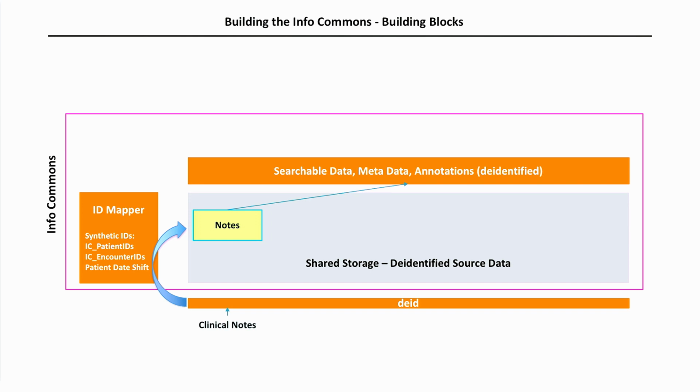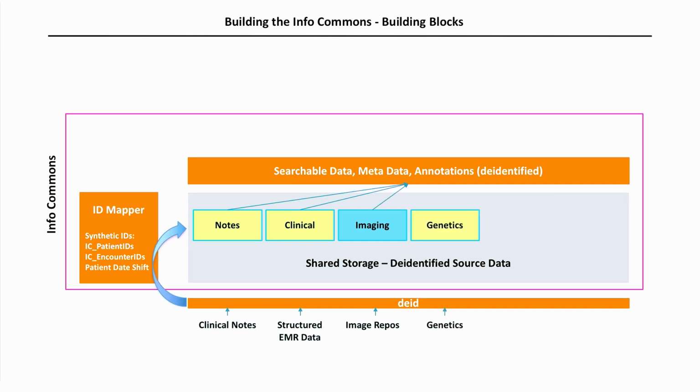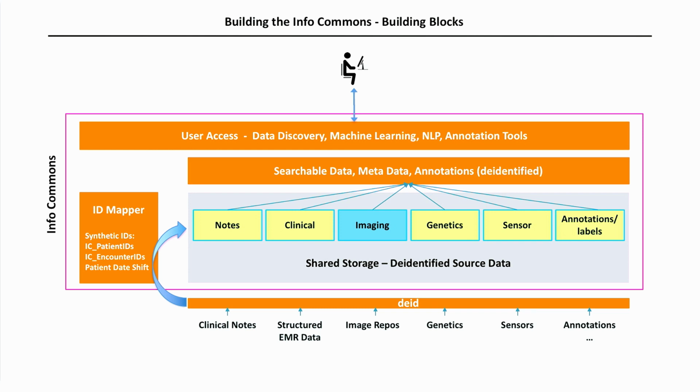And Gudolf, who's in the back, is involved with this in extracting UMLS concepts, for example, from notes. Structured EMR data, similar process, de-identify it, and then the imaging data has its own de-identification pipeline. We extract searchable attributes from the images after the de-identified images have been stored, and we promote those into a search layer. And then we're just repeating this for different data sources at the university: genetics, sensor data, and then annotations and labels are of course very important. And then once we have all the data in this common pool and searchable, we're layering on top of that a data discovery layer with NLP tools, machine learning tools, and so on.